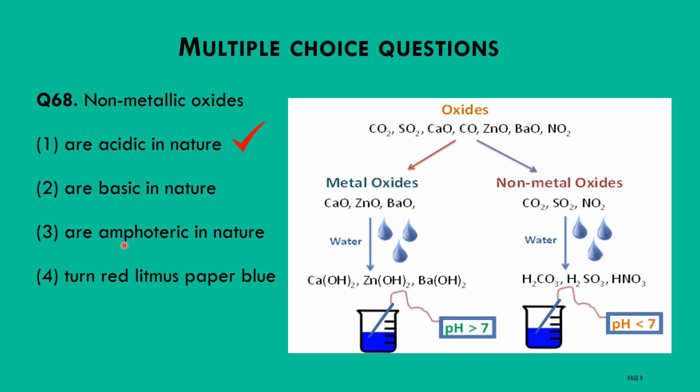Then, what is meant by amphoteric? Amphoteric is nothing but it behaves neither as an acid nor as a base. The best example is water. It is not an acid, it is not a base.